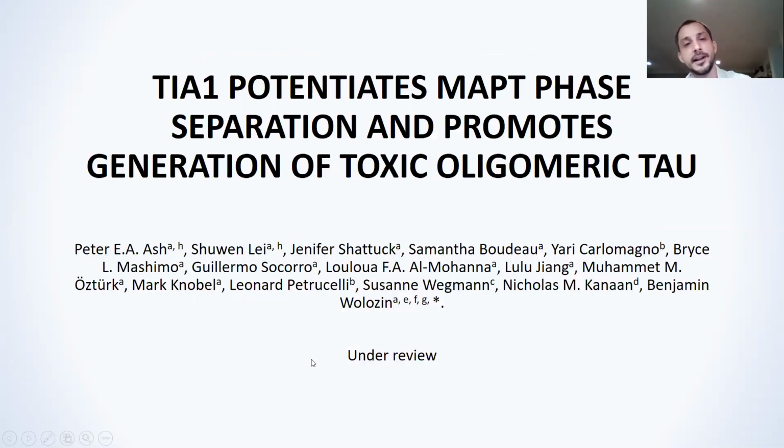So just for the last part of the talk, this is some unpublished data that looks at how an RNA binding protein called TIA1 potentiates phase separation of microtubule associated protein tau and promotes the generation of toxic oligomeric tau. And the reason this is important is because it looks at heterogeneous interaction of RNA binding proteins with the disease protein and how that affects the chemical and biophysical properties of either protein.